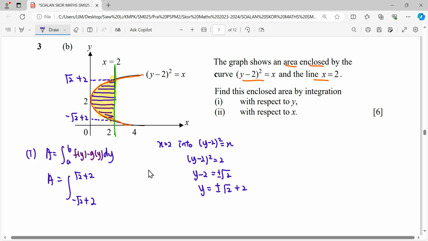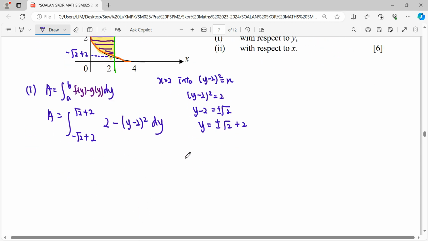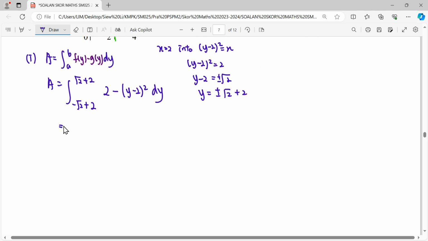Then the function at the right-hand side, with x as the subject, is x = 2. So x = 2 minus the function at the left-hand side. The left-hand side here is this. With x as the subject, it will be (y − 2)². Then we can start to integrate.